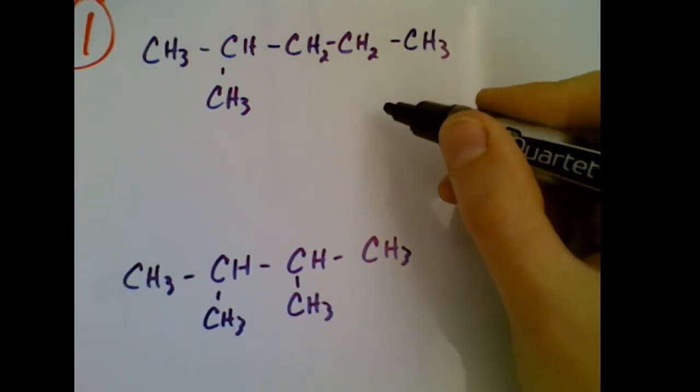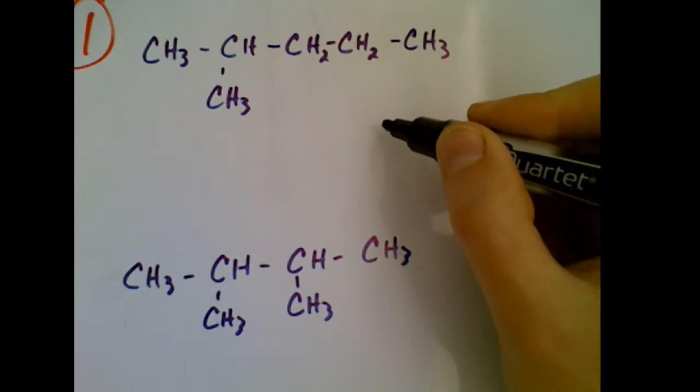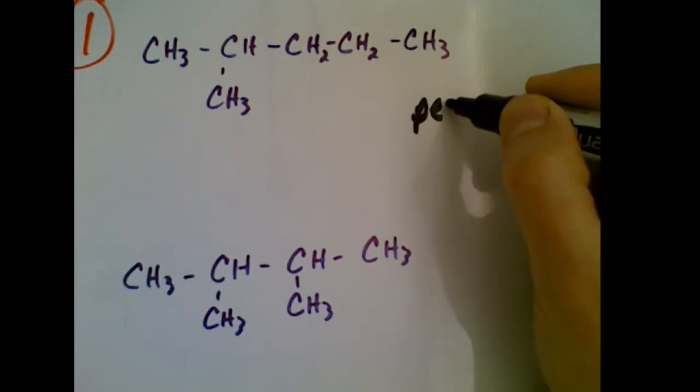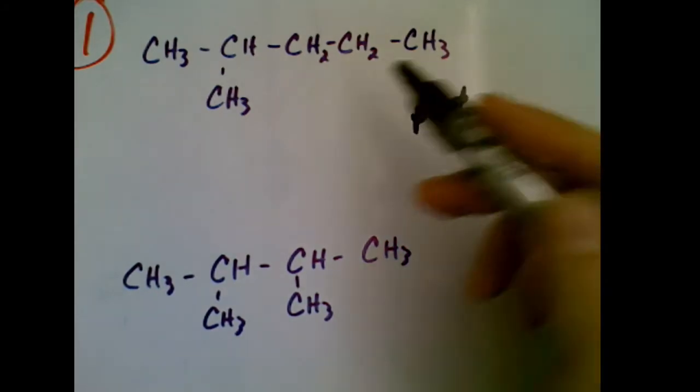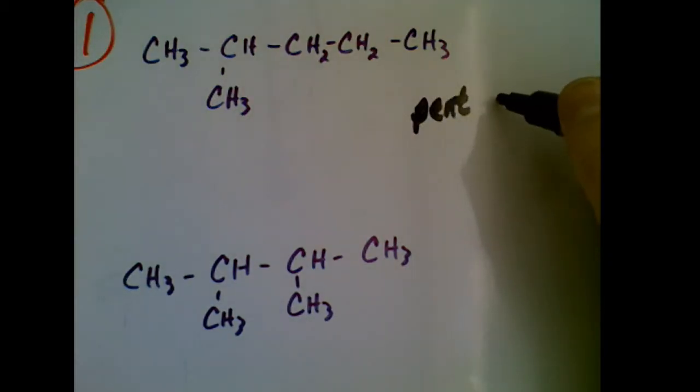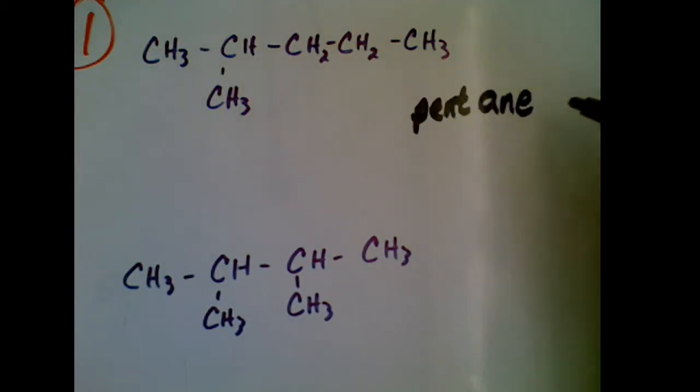And so I'm going to give it the name at the end. Since it's 5 carbons, it's going to get a name that starts with pent. And because we only have single bonds in between those carbons, I'm going to use the ending ANE.